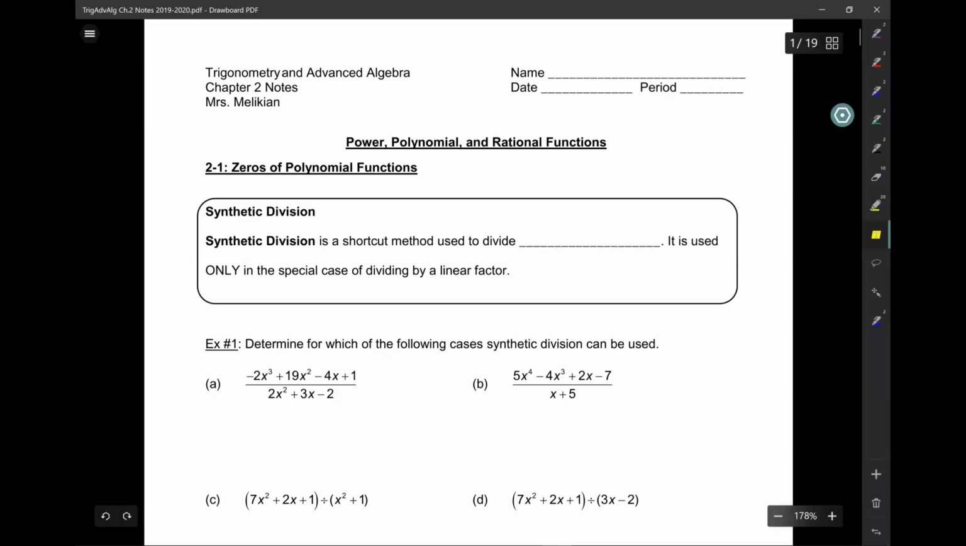We're going to start with chapter 2, 2.1, no more trig. And this is a little bit of a change of pace for us. Okay, so let's just dive right in.